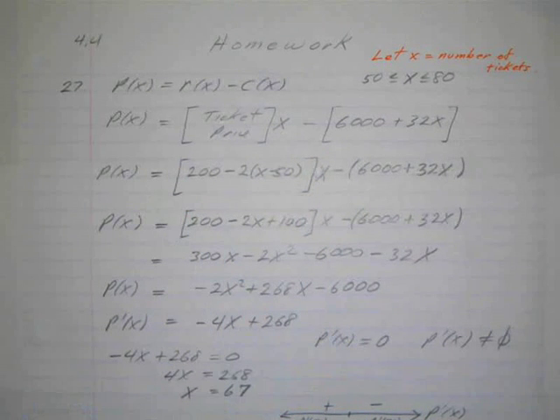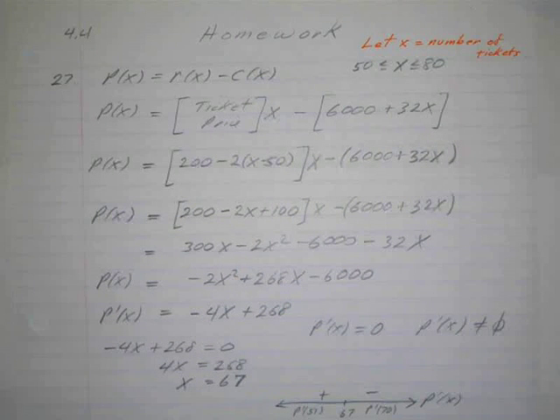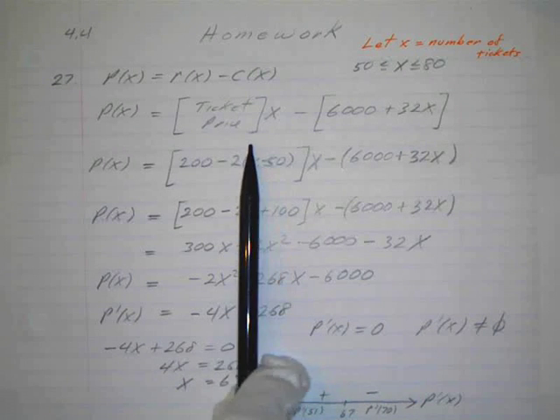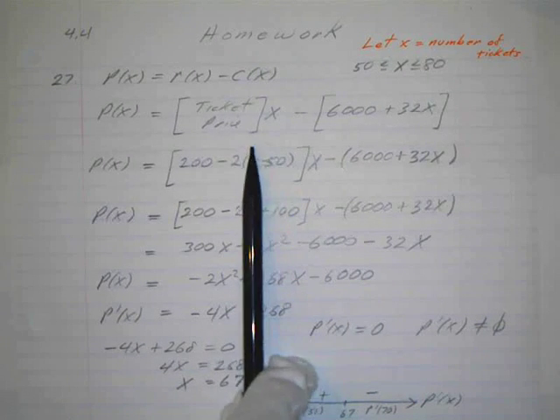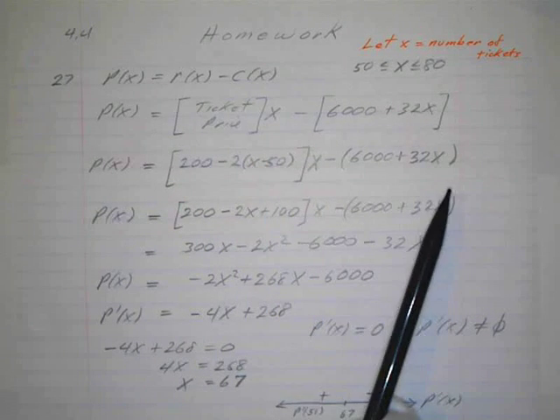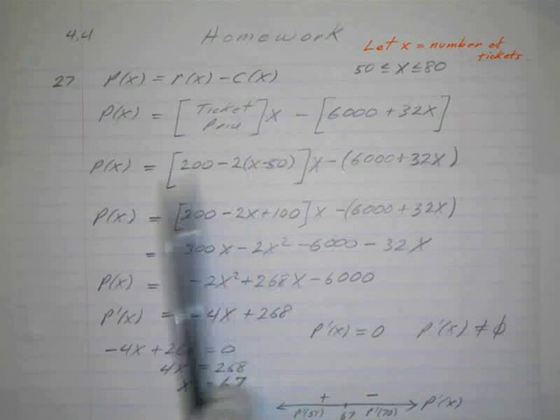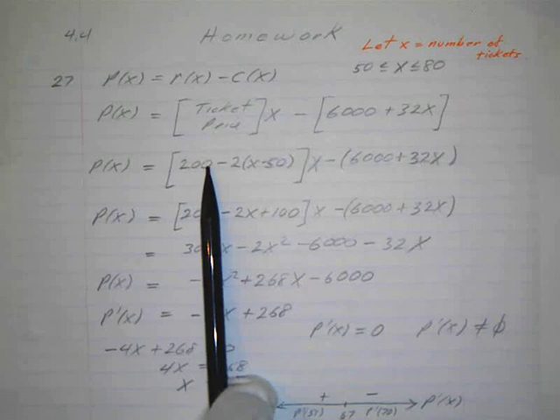In other words, if I have 50 people going, my ticket price is $200. For each additional person past 50, so if I have 51 people, I'm going to take away $2. If I have 52 people, I'm going to take away $4. If I have 53 people, I've got 3 people over 50, so I take away 2 times 3 or $6 per ticket. So the ticket would be like $194, right?